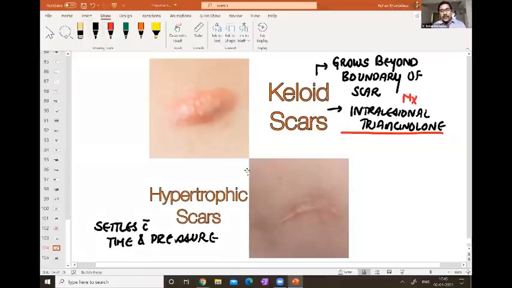The management is intralesional triamcinolone. For keloids, this has also been asked. Correct. So these were the images which I wanted to share with you today.